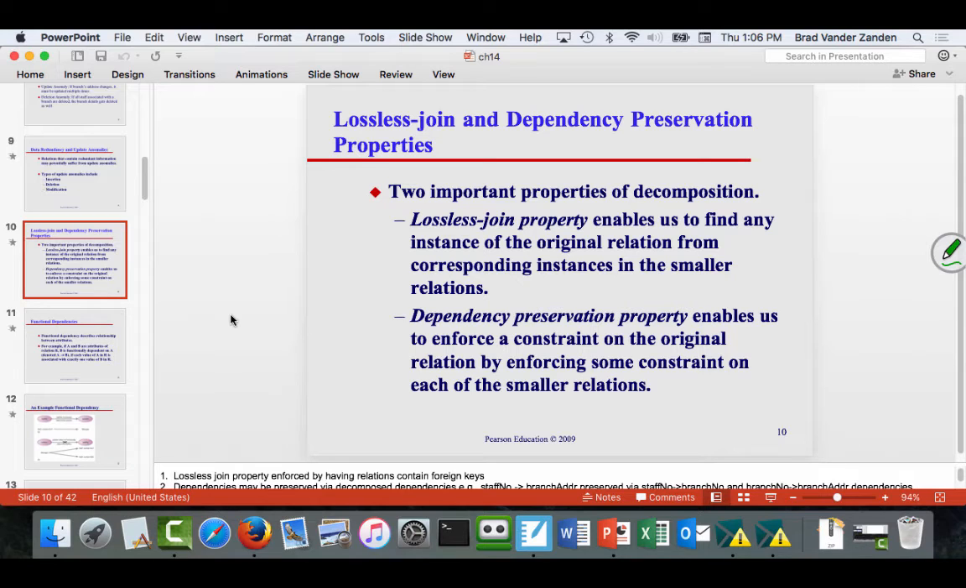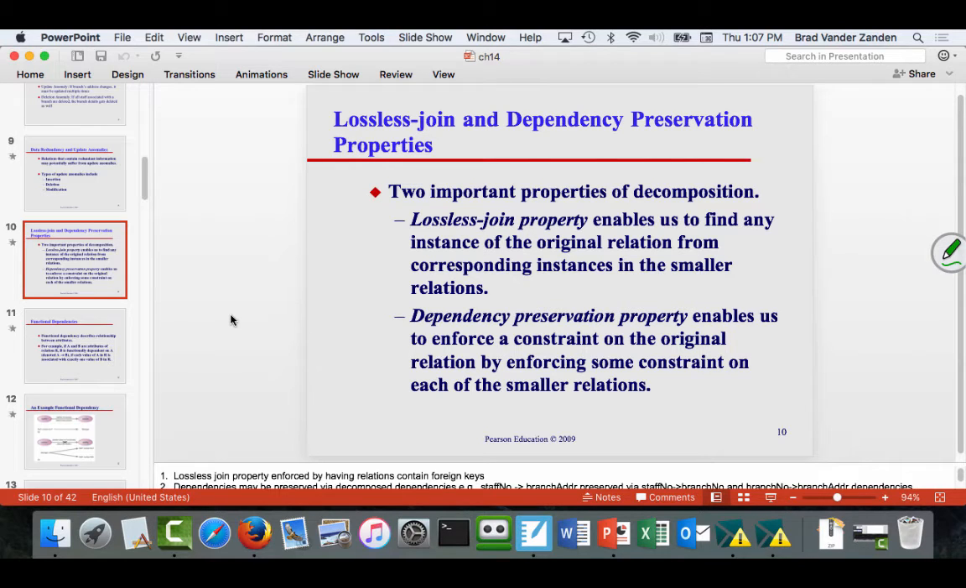So the lossless join property says we don't lose information when we perform this decomposition. And the dependency preservation property says that if there is some functional dependency between some set of attributes, so the ticker symbol determines the company name and the dividend, that functional dependency is preserved in one of the subrelations. It's not destroyed. So for every functional dependency that holds in the original relation, each functional dependency still holds in one of the subrelations. So those are the two things that it's looking for.